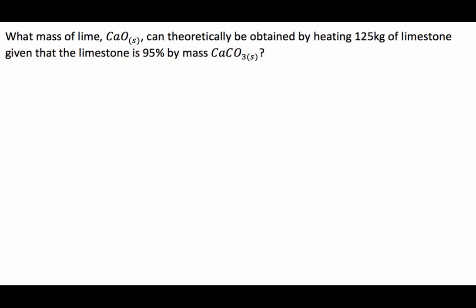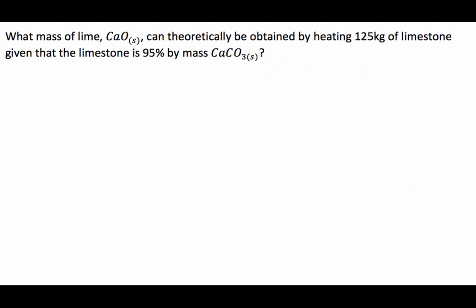G'day guys, we've got a chemistry question today, more specifically a theoretical yield style question, which is asking us what mass of lime, which is calcium oxide, can be theoretically obtained by heating 125 kilos of limestone, given that the limestone is 95% by mass calcium carbonate.